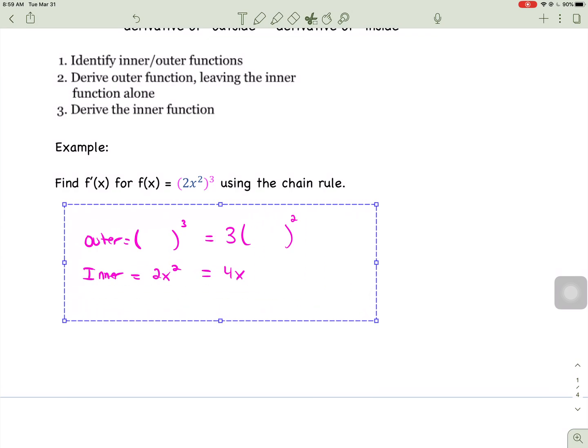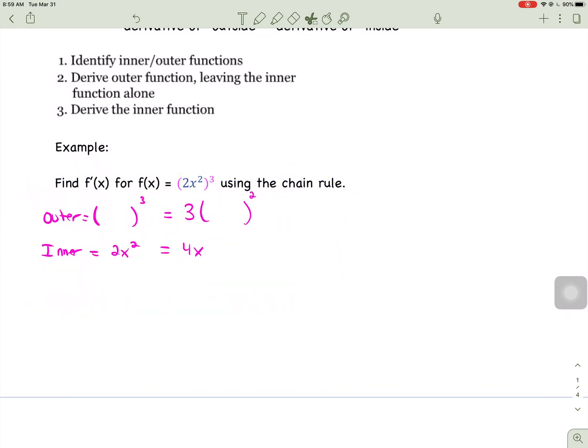So what does this look like if we were to do this? We would say f prime of x equals 3, keep the inside to the second. That's this part. It's just taking the derivative of the exponent on the outside. Bring the 3 to the front, decrease the power by 1, keep what's inside, times the derivative of the inside, 4x. Now, this answer looks a lot different than what we got in the do now, and that's just because now there's some work here.